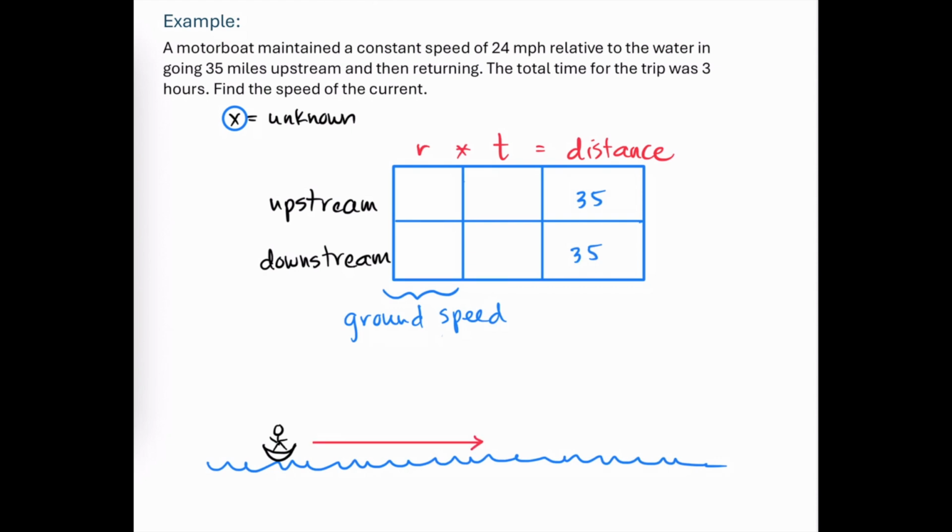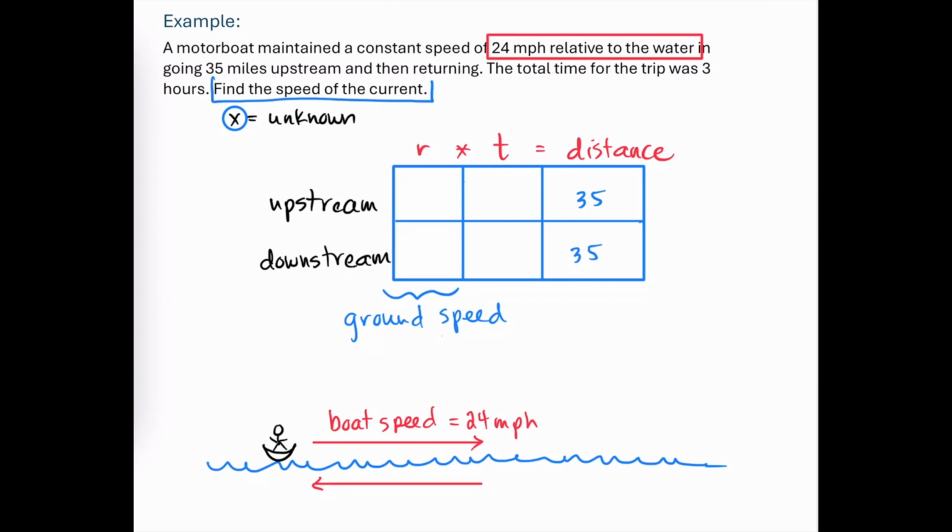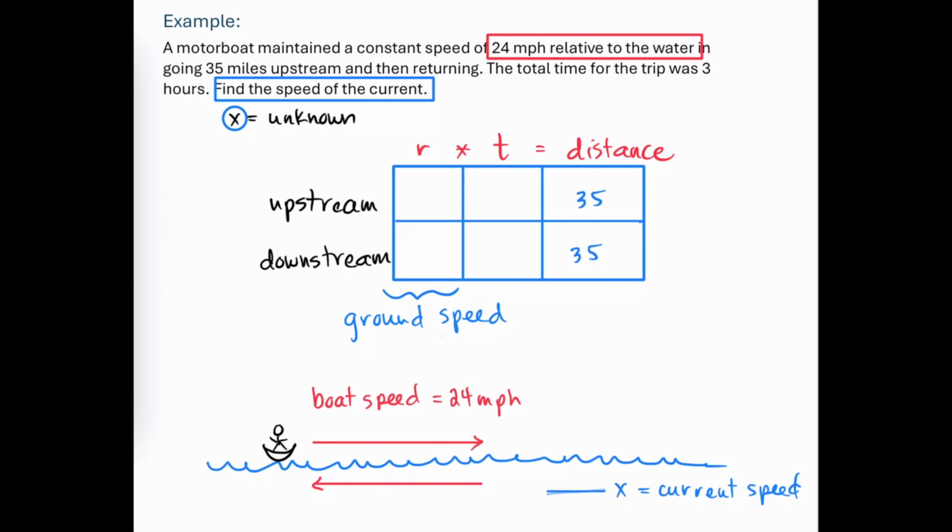So we're in a boat, we're traveling 35 miles upstream, and then we're going to turn around and travel the same distance back. We were told that the boat has a constant speed of 24 miles per hour relative to the water. So we can say down here that the boat speed is equal to 24 miles an hour. Essentially, that's what the speedometer reading in the boat would say. It's how fast the boat would be traveling if there were no current. The speed of the current was the unknown quantity, and we let x represent that value. So let's say down here that x is equal to the speed of the current. Let's say that the current is moving in this direction.